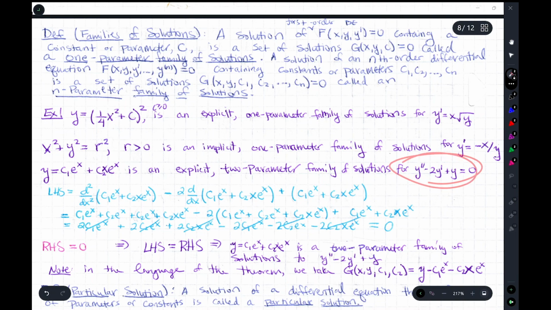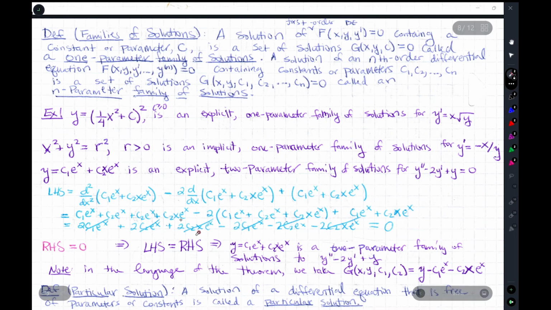For the second-order differential equation, we have a two-parameter family of solutions. Okay. We've checked that these two previously are solutions to their differential equations. Let's check that this is a solution to the second order differential equation. How do we do that? Well, we have the left-hand side. We take two derivatives of y minus 2 times one derivative of y plus y, because that's just what the left-hand side tells us to do. And we get 0. What's the right-hand side? The right-hand side is 0. 0 equals 0. Check.